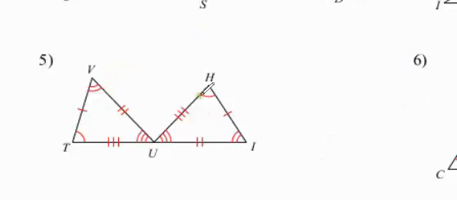This time they've given us the diagram and we're going to make the congruent statement. So of course we're talking about a triangle, so I'm putting the triangle symbol. With the first triangle, I can write the letters in any order I want. I'm going to write this VTU.